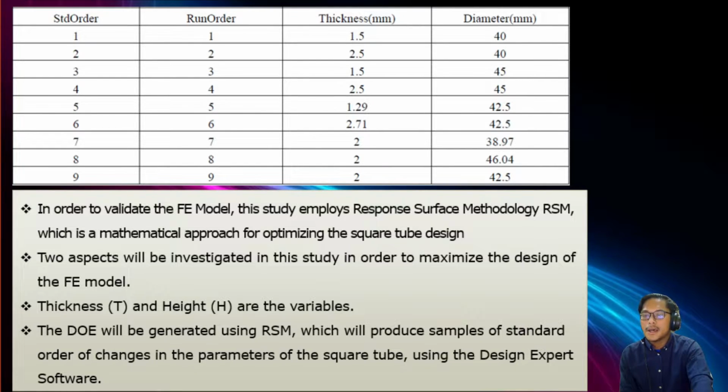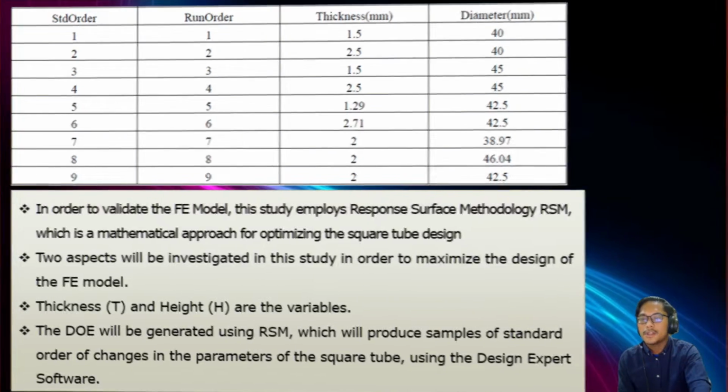Thickness and height are the variables. The DOE will be generated using RSM, which will produce a sample of standard order of changes in the parameters of the square tube using the Design-Expert software. This table is the result of the DOE.